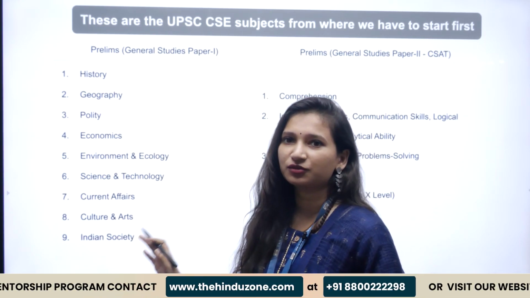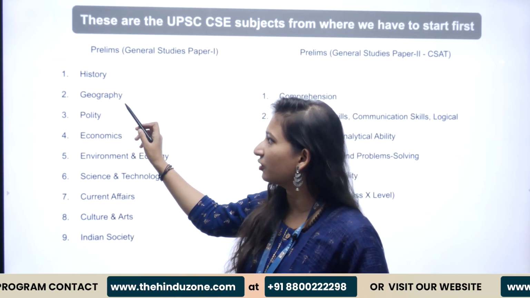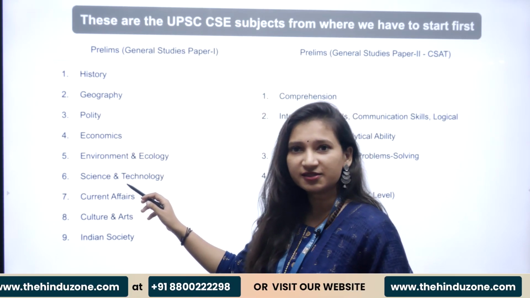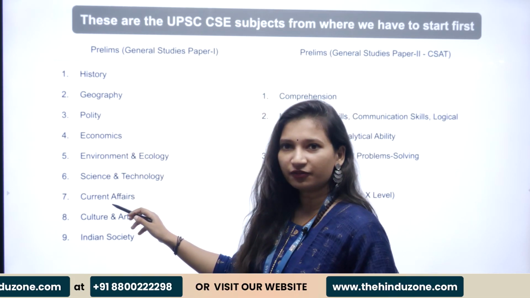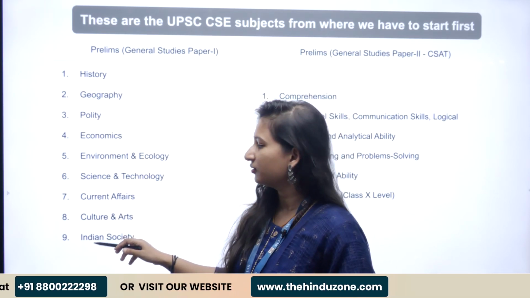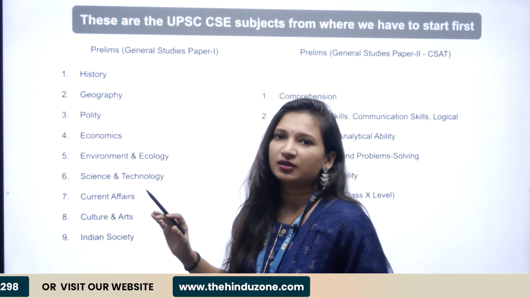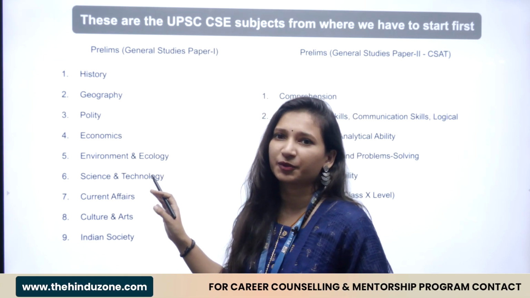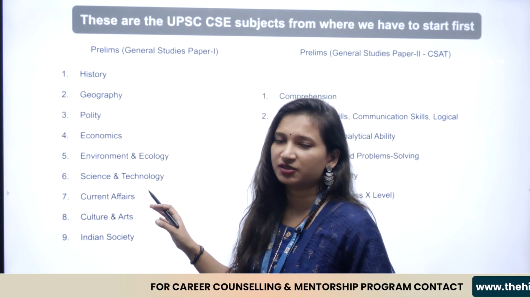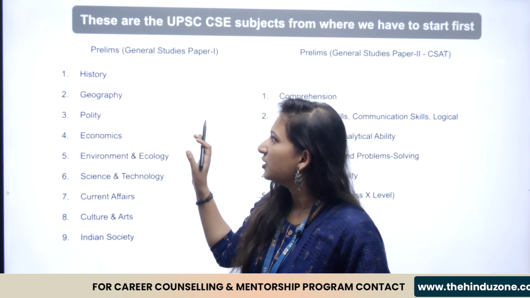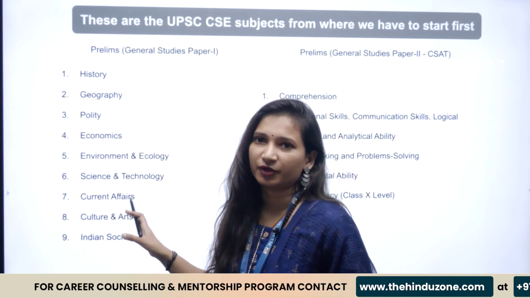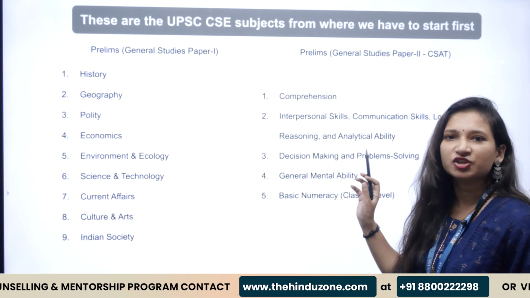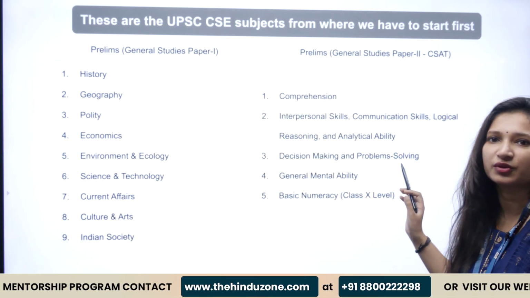So first we have to start with history, geography, polity, economics, environment and ecology, science and technology, current affairs, culture and art, and Indian society. These are the subjects for Prelims paper number 1, which is also known as General Studies paper number 1. So these are the subjects to cover in the Prelims examination. The rest are for paper number 2, General Studies paper number 2, which is also known as CSAT.